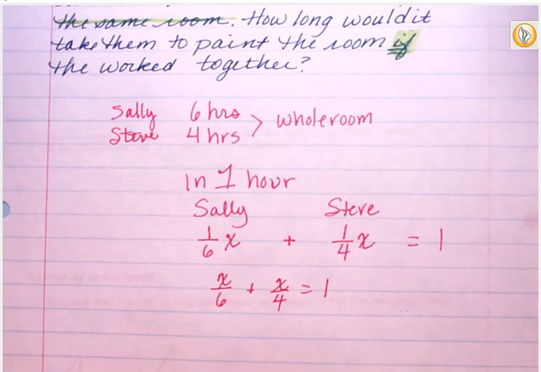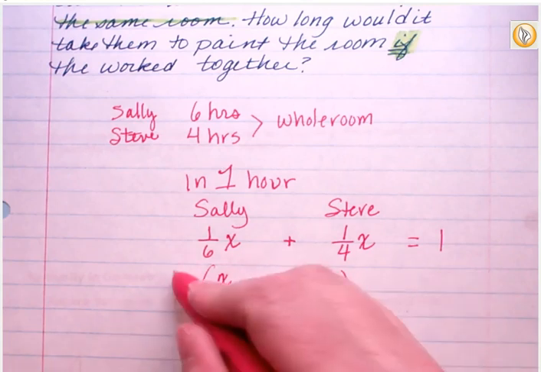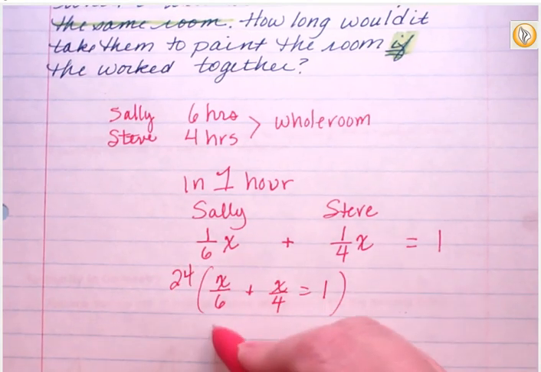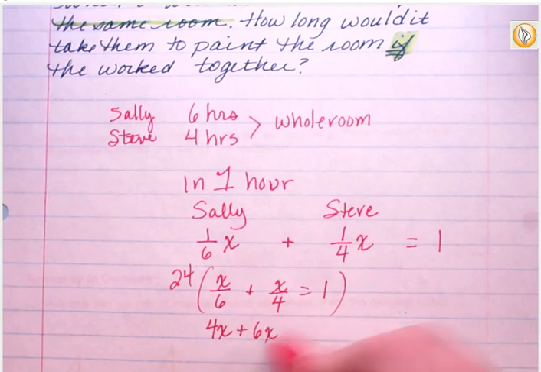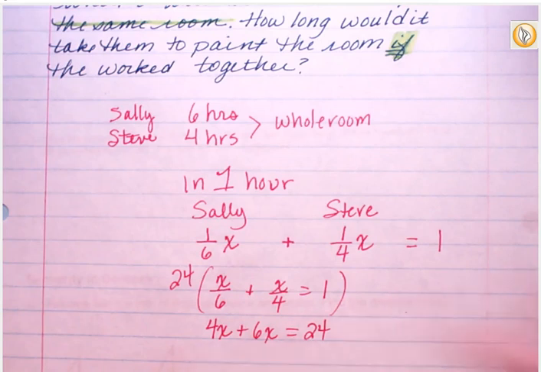Find your common denominator. Common denominator is 24. Multiply everything by 24. So we have 4x plus 6x equals 24. Combine like terms. 10x equals 24. Which means that x is 2.4 hours. And that's how long it would take them if they worked together.